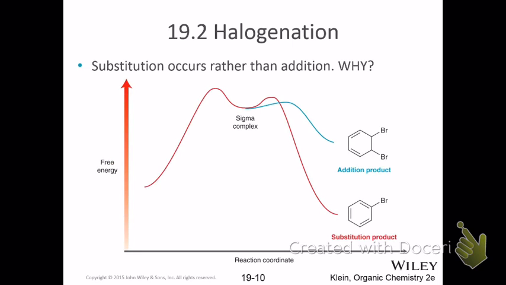Again, you get the sigma complex, which is the intermediate, and then you have two choices. Your choices are addition product or substitution product, and you know that we studied heats of hydrogenation in the last chapter. Aromatic is much more stable than just conjugated two pi bonds. And so as a result, this substitution product becomes the major product because it's a lot more stable.